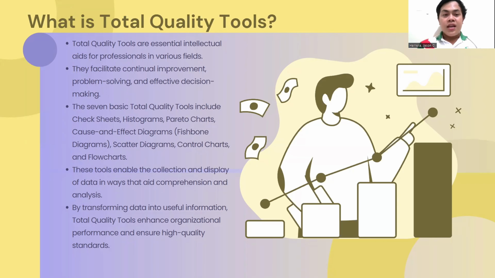Quality tools are essential intellectual aids to professionals in various fields. They facilitate continual improvement, problem solving, and effective decision making. Actually, total quality tools has seven basic tools: the check sheet, histogram, Pareto chart, cause and effect diagram or fishbone diagram, scatter diagram, control chart, and flow chart. These tools enable the collection and display of data in ways that aid comprehension and analysis by transforming the data into useful information. Quality tools enhance organization performance and ensure the high quality of standard.